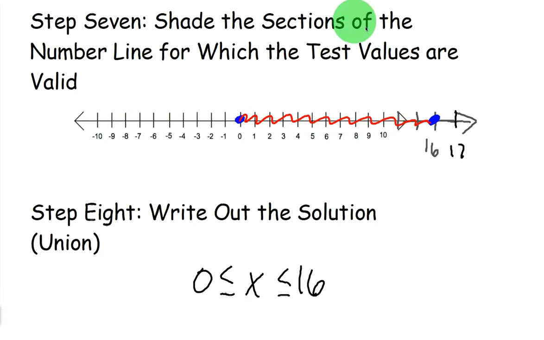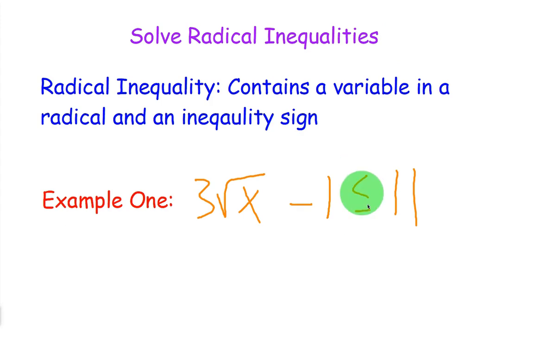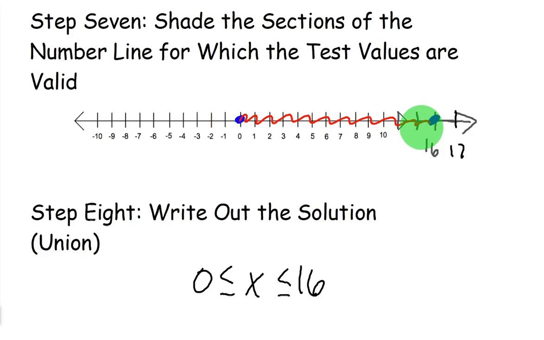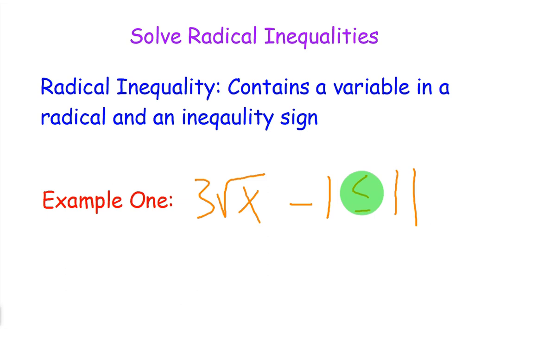So you'll shade the sections of the number line based on which test values worked, and then step 8, write out the solution. So what does this mean? X could be anything bigger than 0 or less than 16, and it could also include those numbers because they're solid points, because we had this symbol at the beginning. So we have to include them in our answer. So it's going to be 0 is less than or equal to x is less than or equal to 16. That's going to be the solution to our equation.